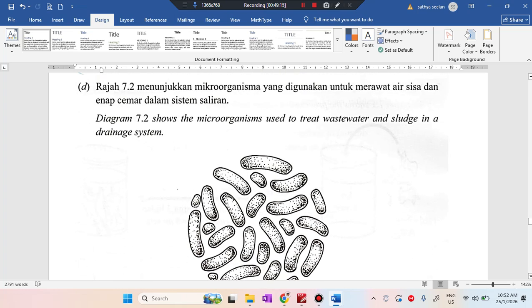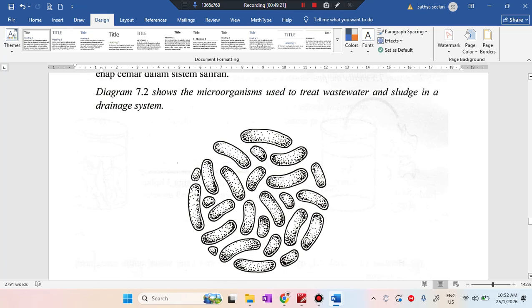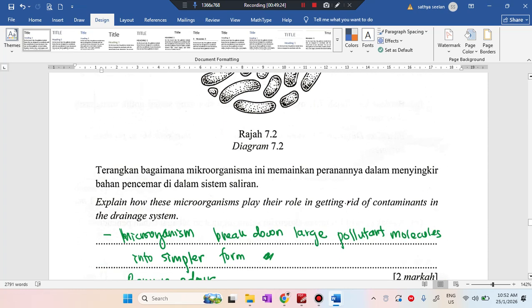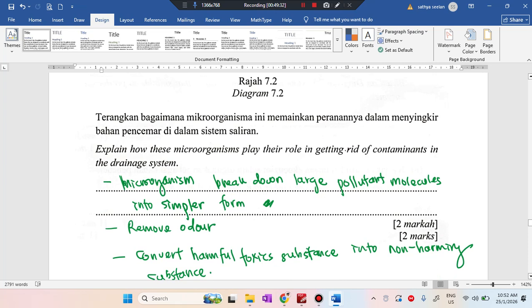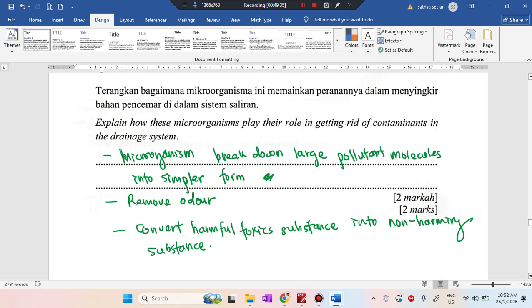First, they will react with the pollutant by clearing the odor, bau busuk. So microorganisms break down the larger pollutant molecules into simpler form, and then remove odor, as I told you, smell, and convert harmful toxic substances into non-harming substances. This is how our microorganisms play a role to get rid of pollutants. First, they break down the large pollutants into simpler form. Second, they help to remove the odor. Third, they convert the harmful toxic substances into non-harming substances.